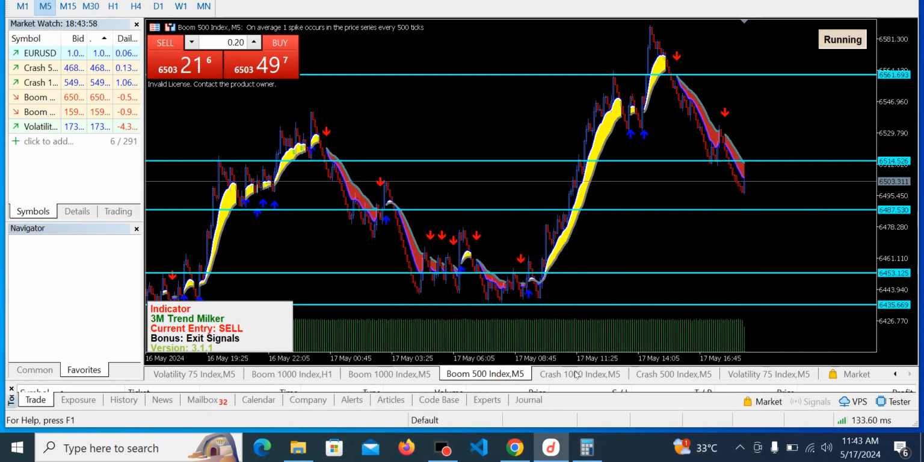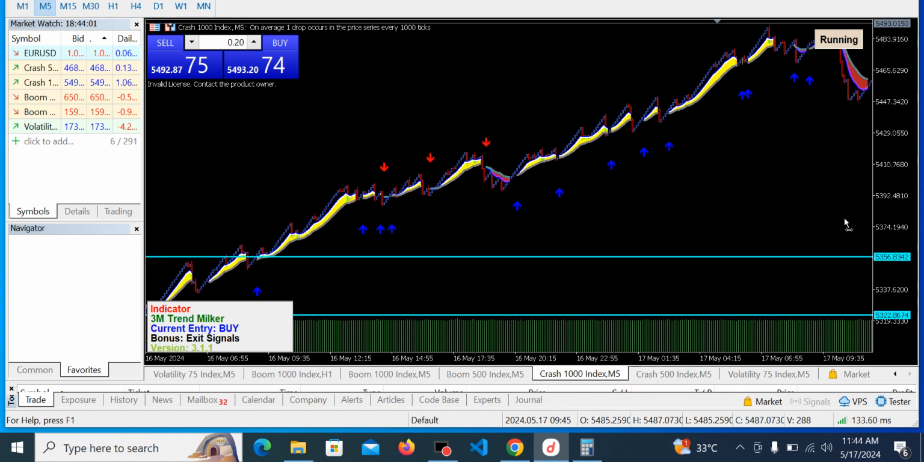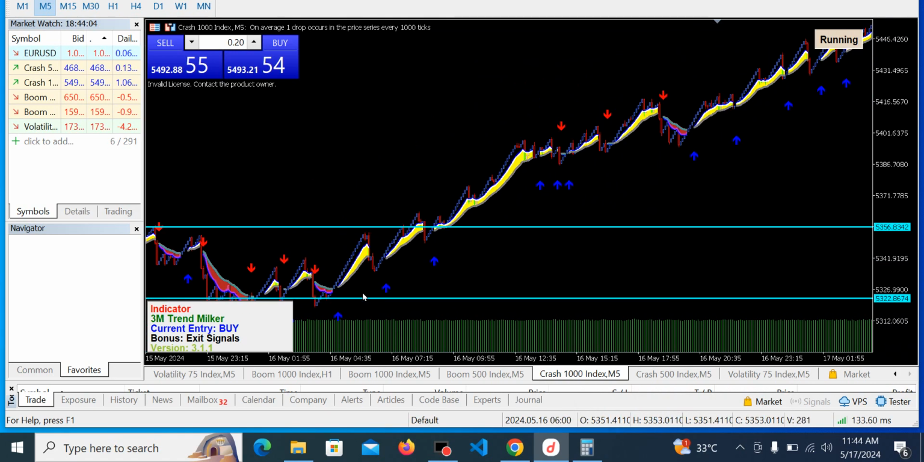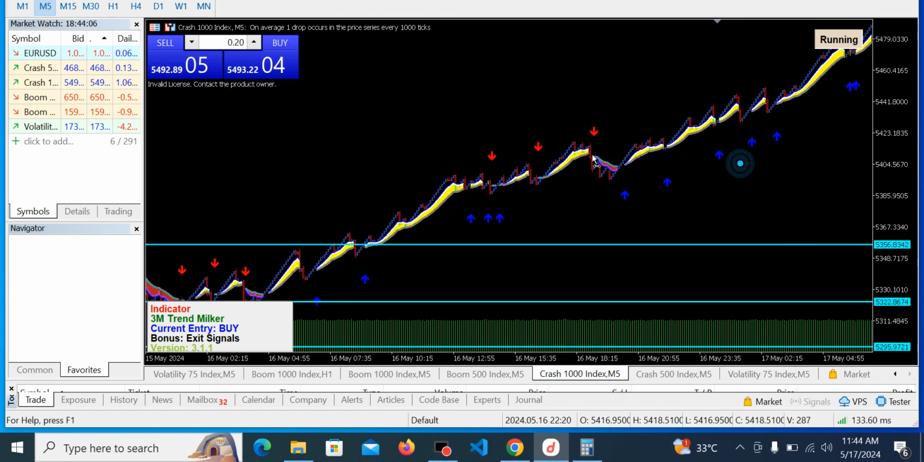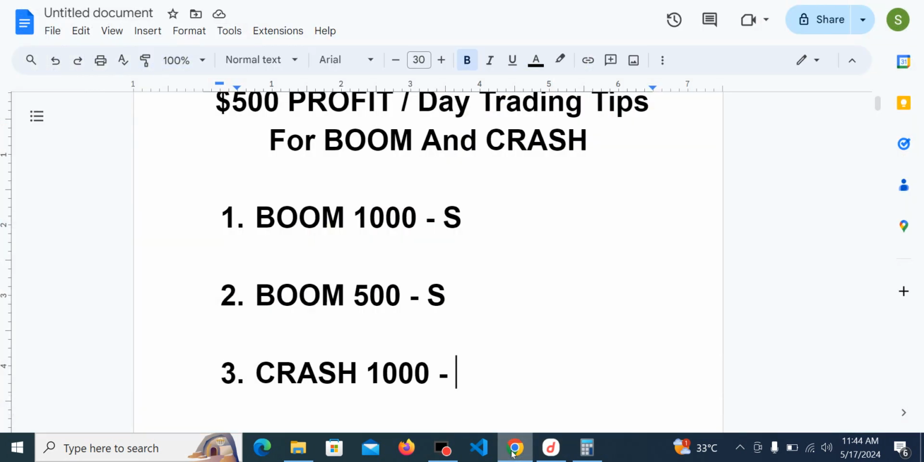Next asset is going to be Crash 1000. This is Crash 1000. It has been on an uptrend for a very long time, and of course it started from this support zone. It kept on buying and buying and buying, broke out from this resistance zone, and it is still buying at the moment, because if it's unable to break out above this particular resistance zone, then that is when it will go back on full downtrend, but for now it is still buying.